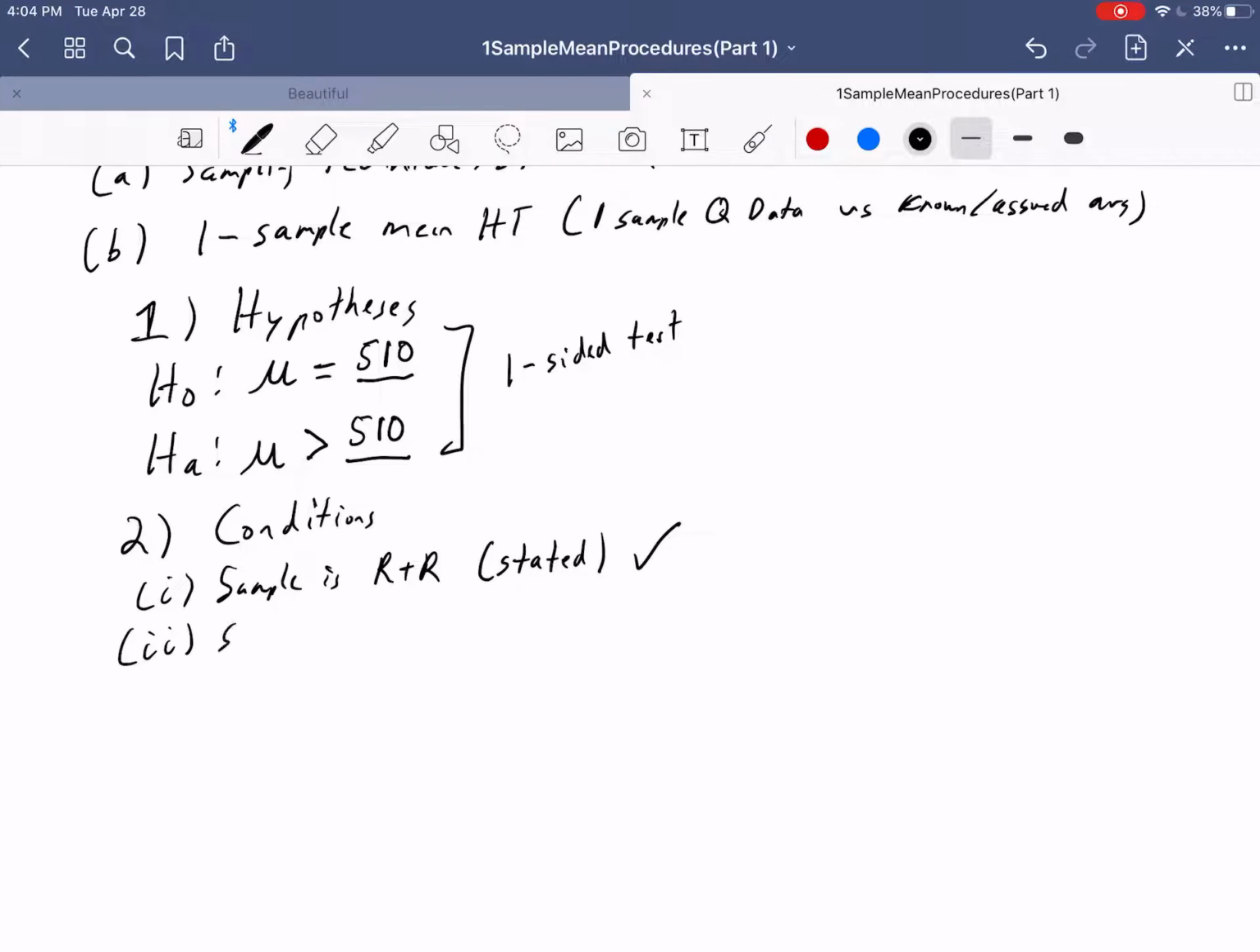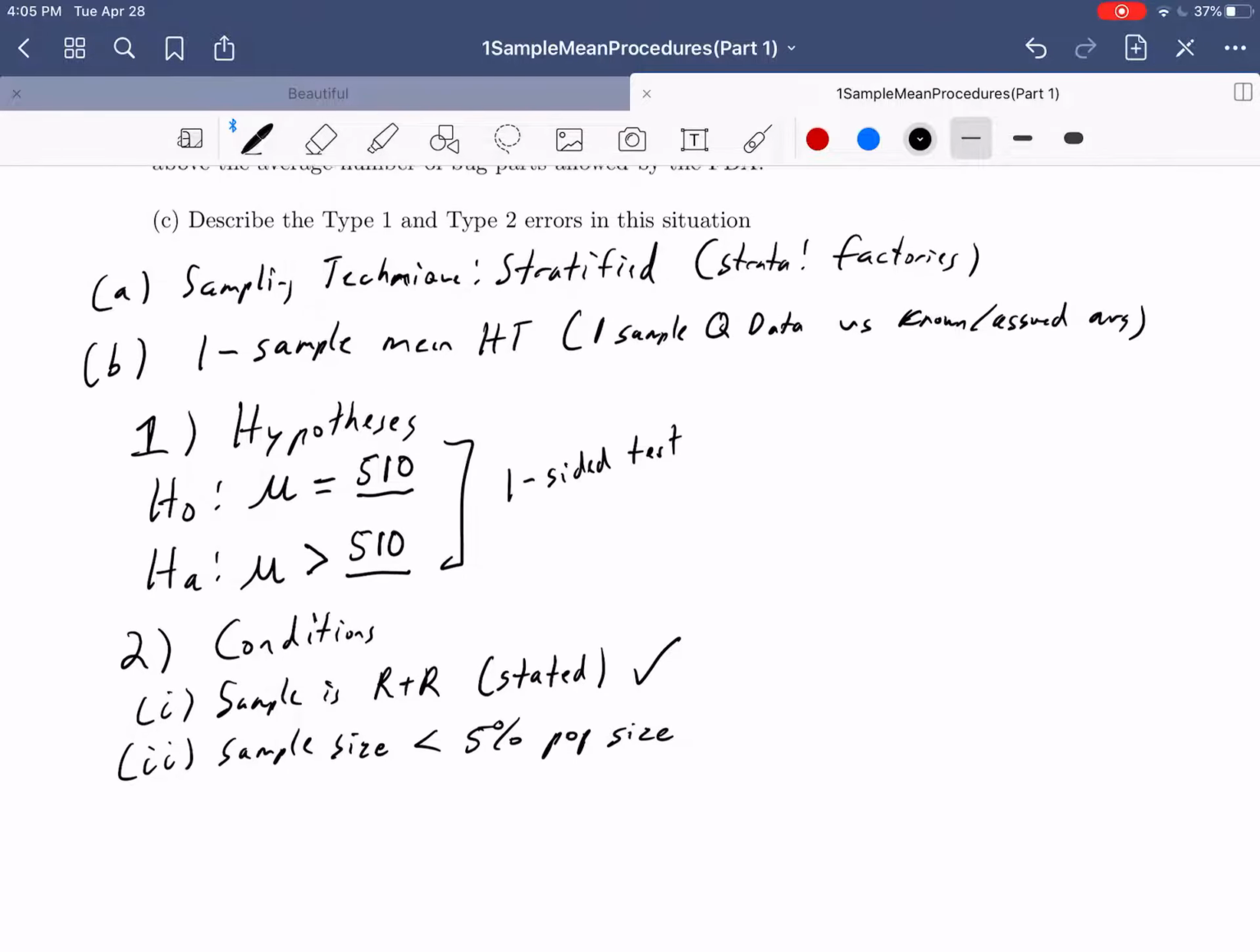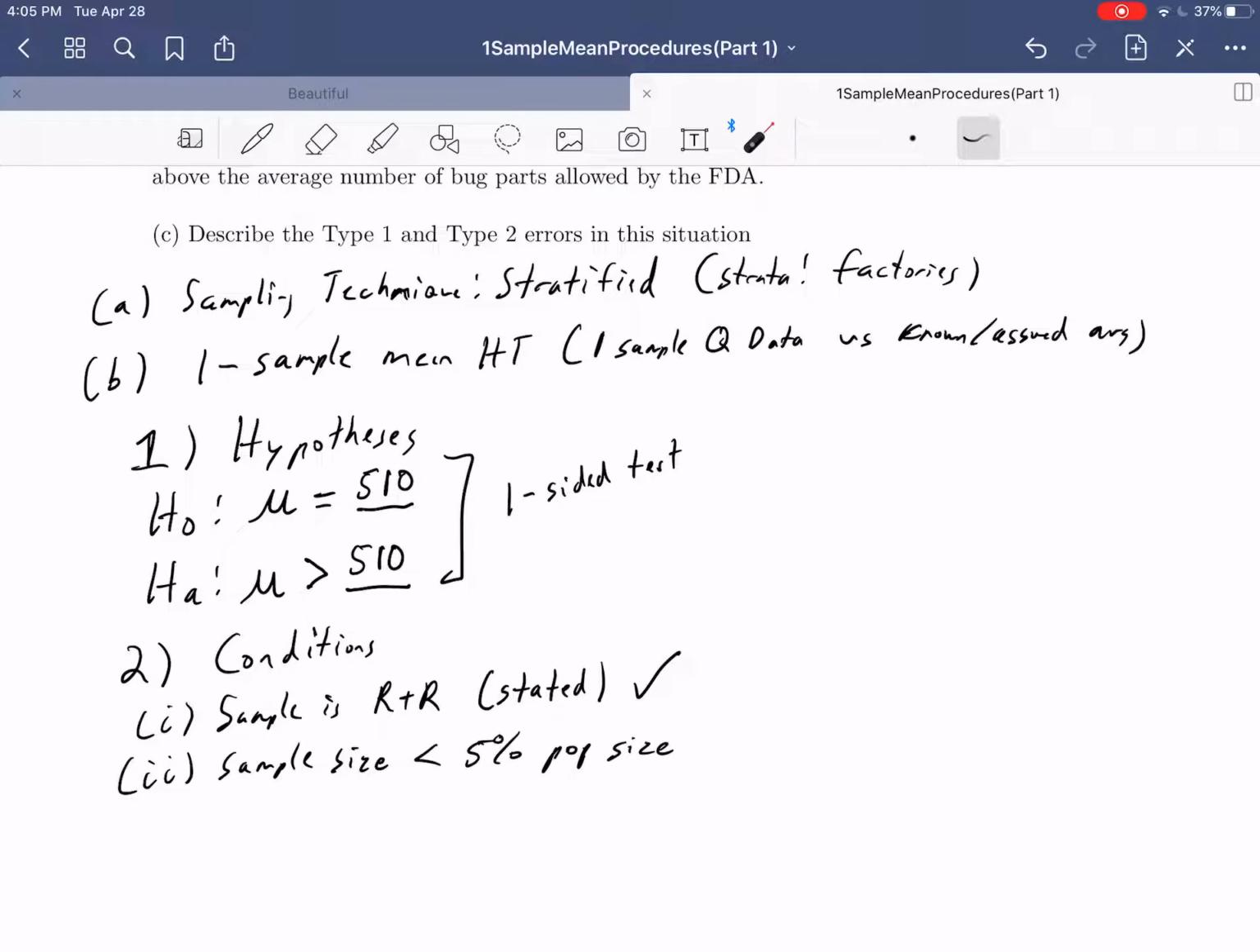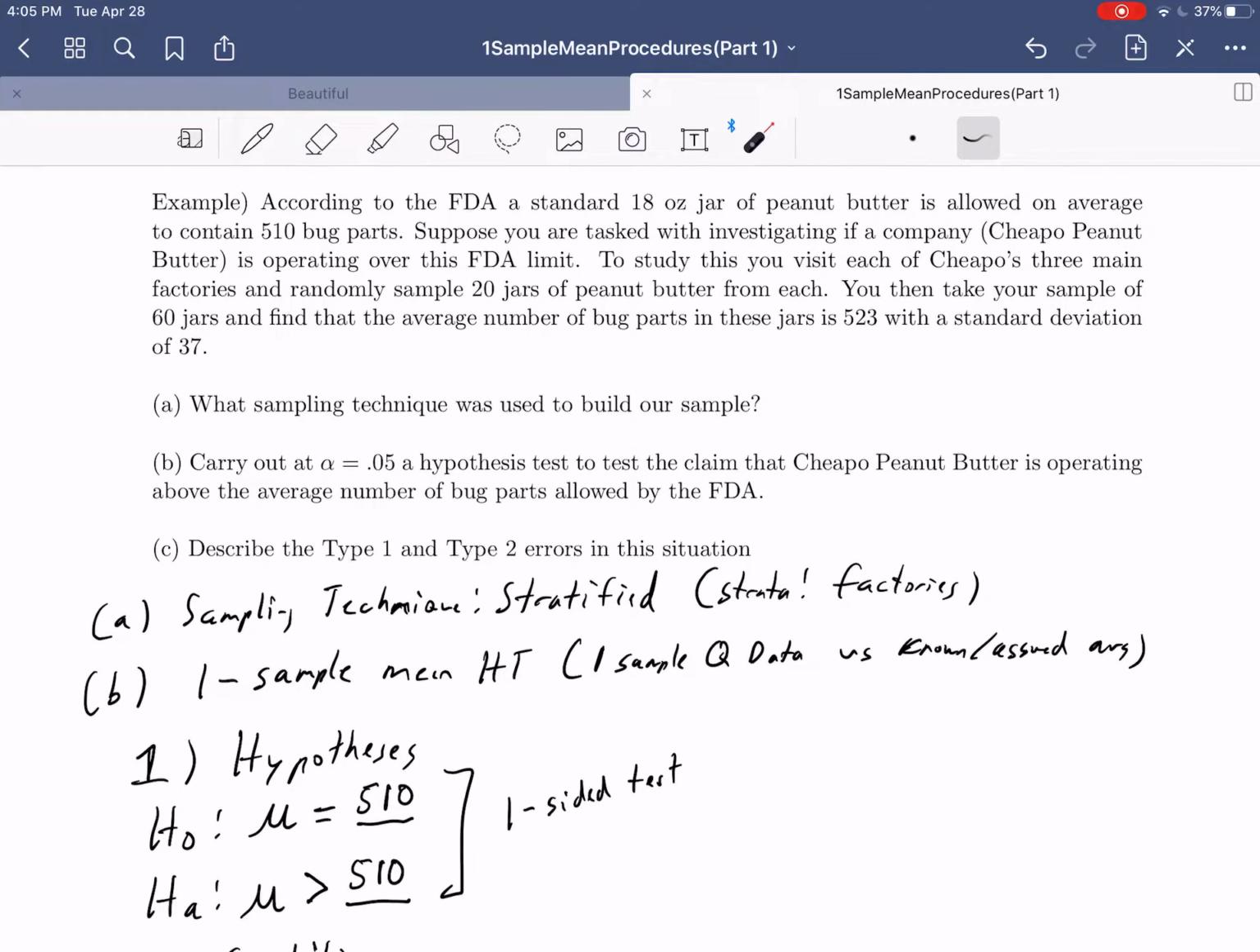The next condition is we need to make sure that our sample size is less than 5% of the population size. Okay, well, let's think about if we know what these things are. Do we know the sample size? Well, we better because we're going to use it later on. So what is our sample size? Well, our sample size is you took a sample of 60 jars. So that right there is our sample size.